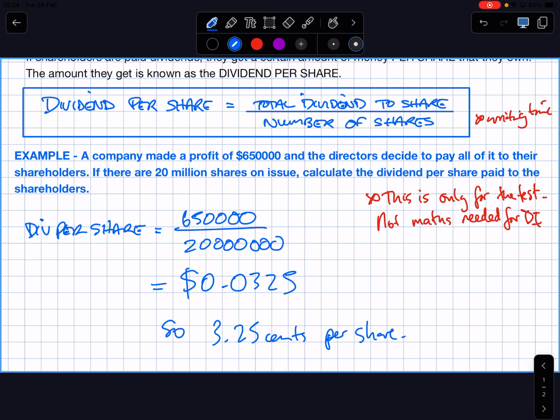So you will need to use that formula in the test. In the DI on Yahoo Finance, you're going to research, you'll actually be given this number. You don't need to work it out. You'll find on the list what dividends did Qantas pay out last year. It just tells you they paid out 50 cents per share. Any questions about that one? That's video 1 down.